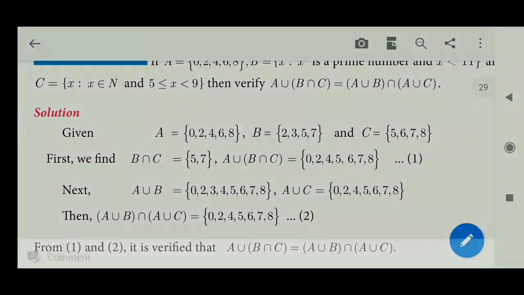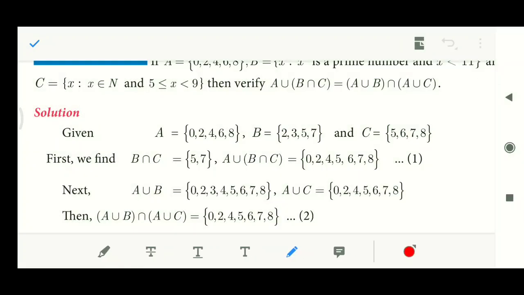Here the common elements between B and C are 5 and 7. So B intersection C is equal to {5, 7}. Then we have to find the union of this set with A, which gives the value {0, 2, 4, 5, 6, 7, 8}. Okay, in the right hand side you have to find A union B.